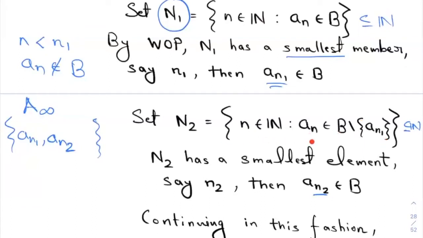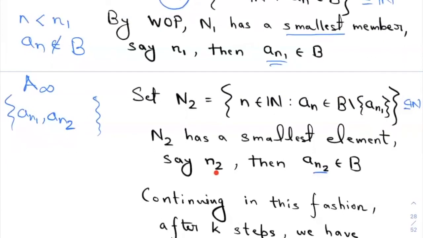So once again, this is non-empty. Why is that? Because my assumption is that B is infinite. And since B is infinite, B minus some set, B minus a singleton, is also infinite, and therefore this set is non-empty. And once again, by the well-ordering principle, I can get hold of this N2, and then this A N2 will belong to B. So that's my next.